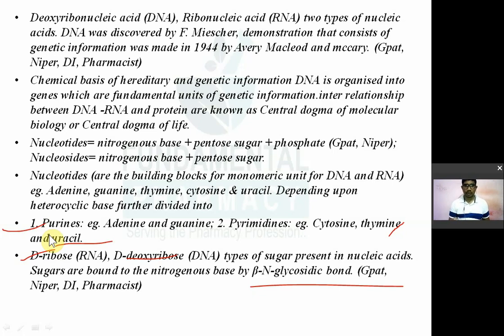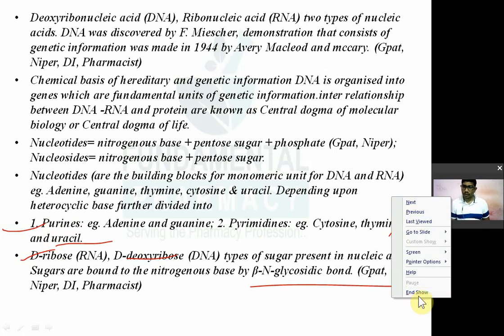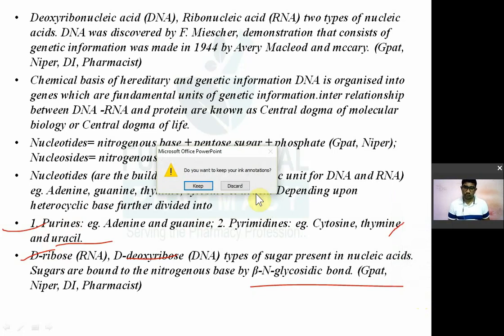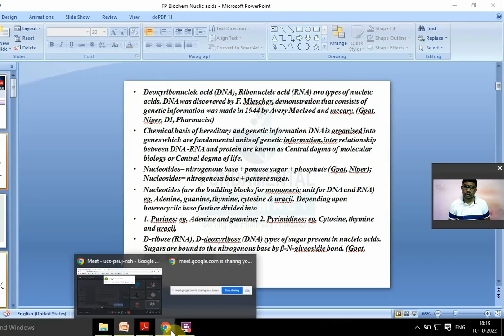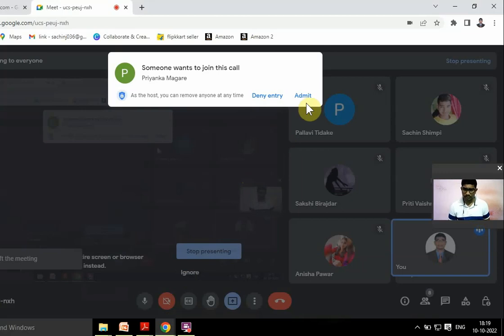So you should remember, यहाँ पे 2 या 3 क्वेश्चन बन सकते हैं. So first one is who discovered the DNA, that is Frederick Miescher. And that DNA acts as a genetic material was demonstrated by Avery, McLeod and McCarty in 1944. Then again you should remember what is meant by nucleoside, what is meant by nucleotide.